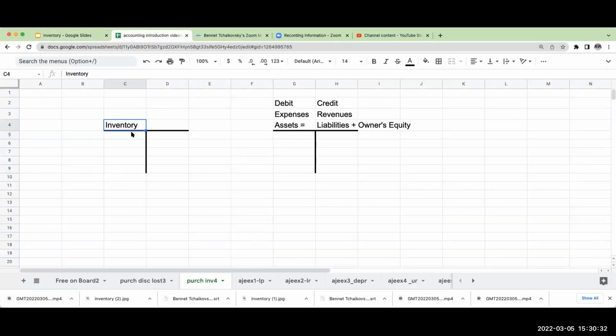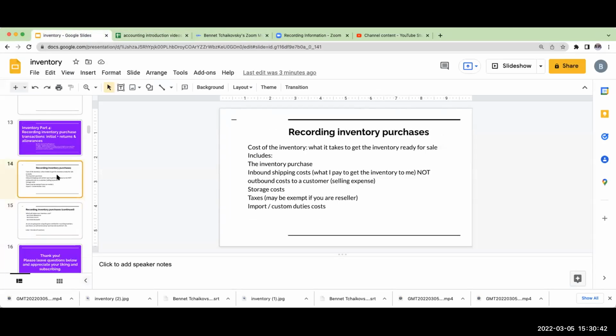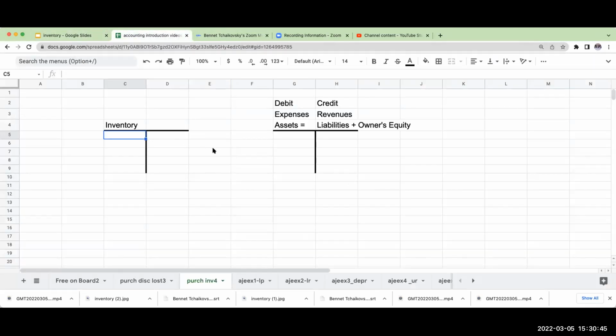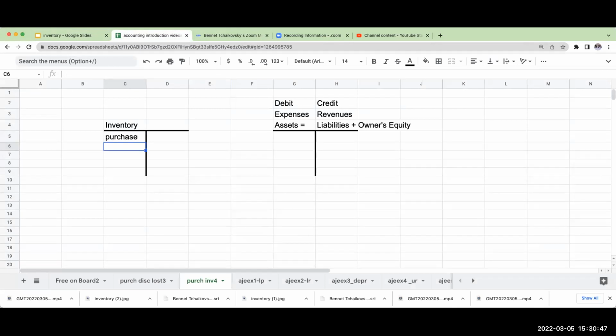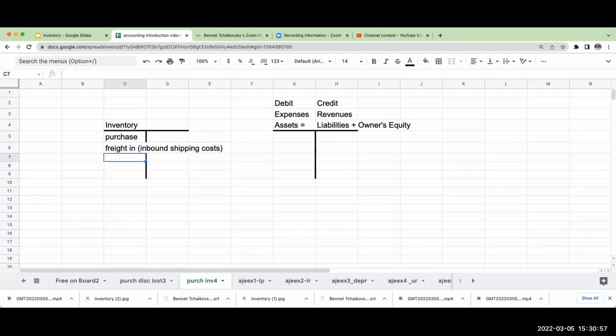When it comes to inventory, inventory is an asset. I'm going to increase that asset with a debit and then decrease it with a credit. So what goes into inventory? We've got purchase, any kind of freight in, and this is inbound shipping costs. Now, the outbound shipping cost is referred to as freight out, and that is going to be a selling expense. These costs here are being capitalized, or we're including them in our inventory.